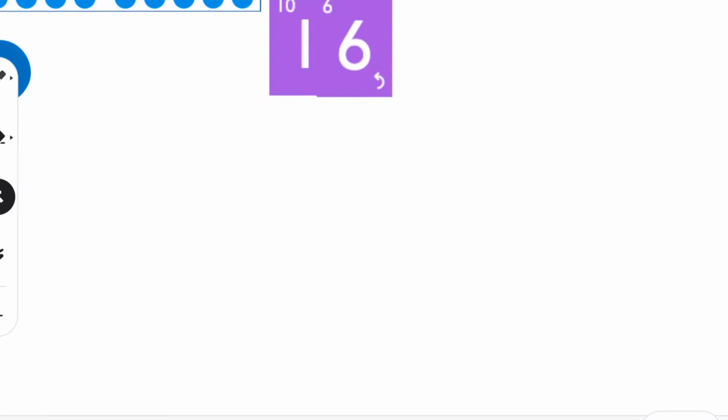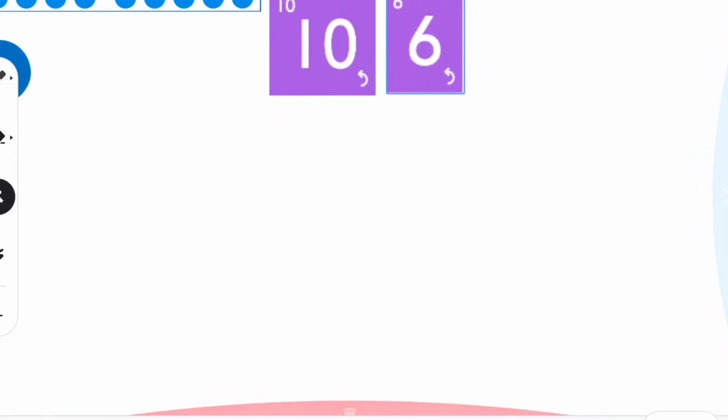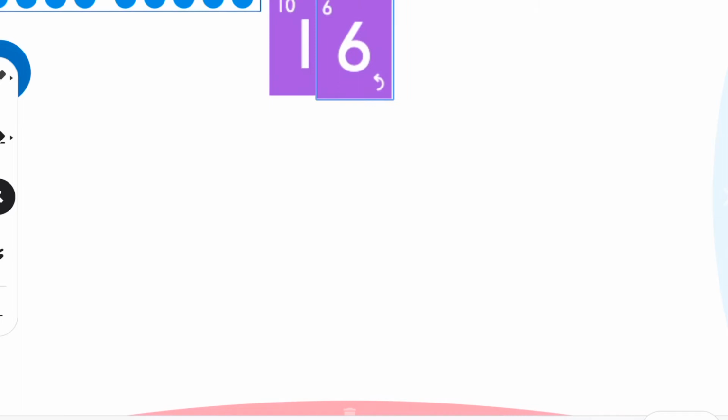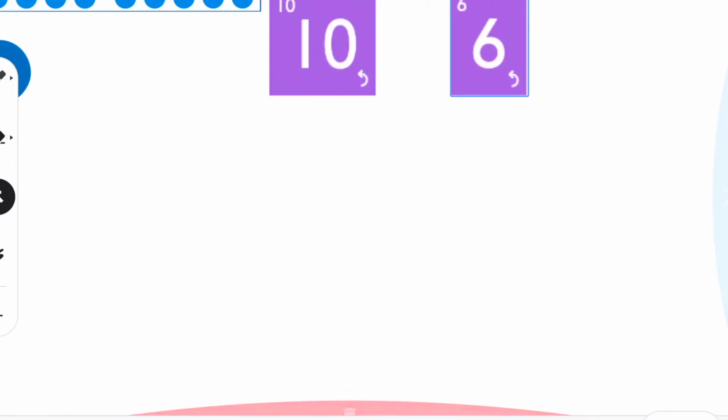So I have that number 16. It is already combined together, but if I move that 6 around, I know that there is a 10 behind it. So the number 16, how many 10s are there in the number 16?